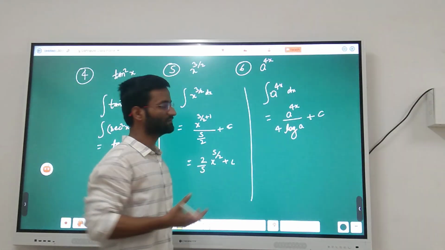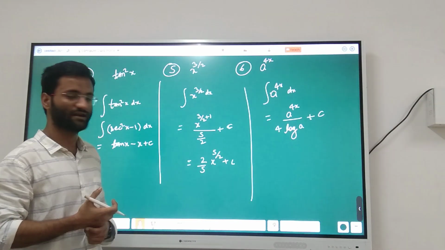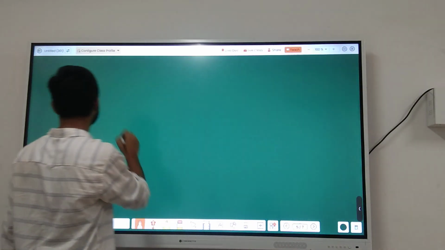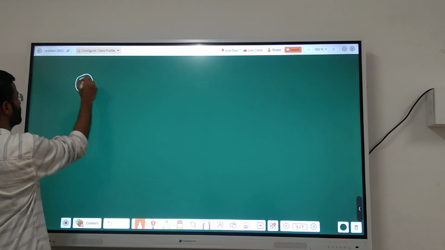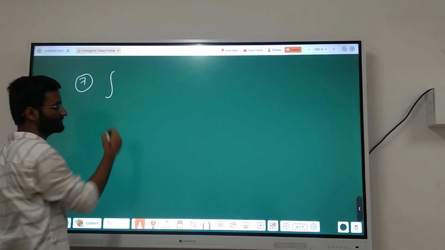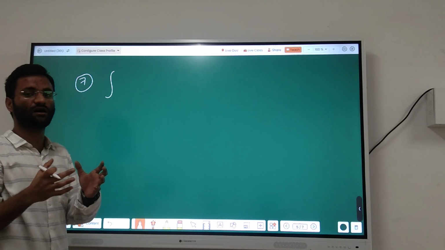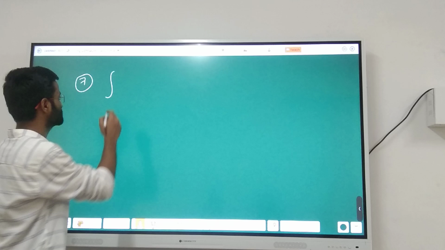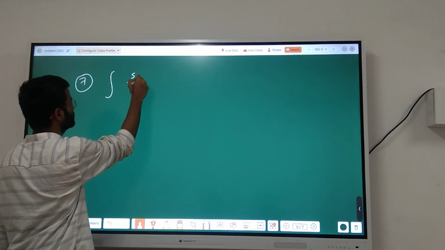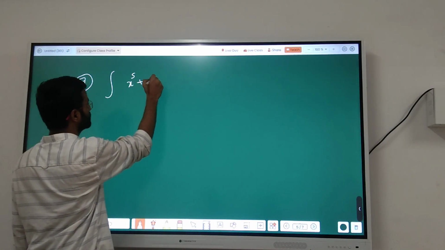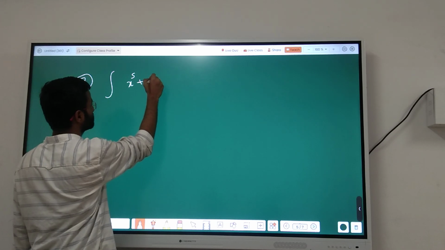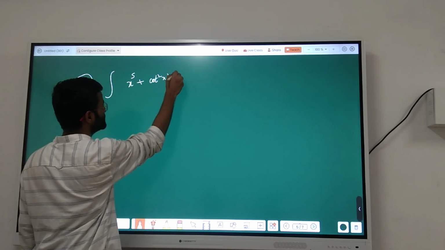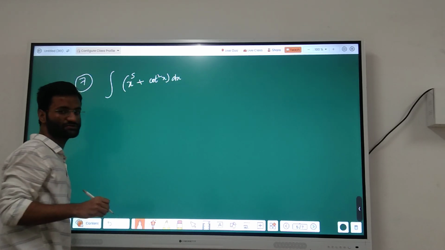Clear? So now we have taken very easy problems, and we go ahead and take another problem. Okay, now let's go ahead. Question number 7. Now a question can be a combination of trigonometric, logarithmic and algebraic functions. Suppose I am saying x to the power 5 plus cot square x dx. This is the question, and a very good question.